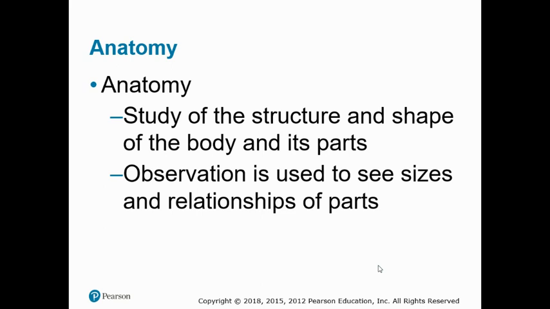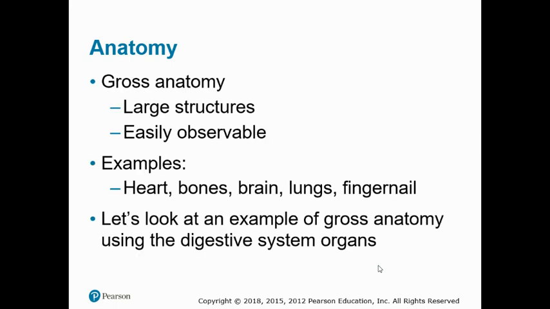So these are observations in order to see the sizes of things, what things are made up of, what types of tissues, and the relationships of those parts. So our heart is made up of muscular tissue, and it's located close to the lungs. This is all anatomy. There are two different types of anatomy. The first one is gross anatomy.